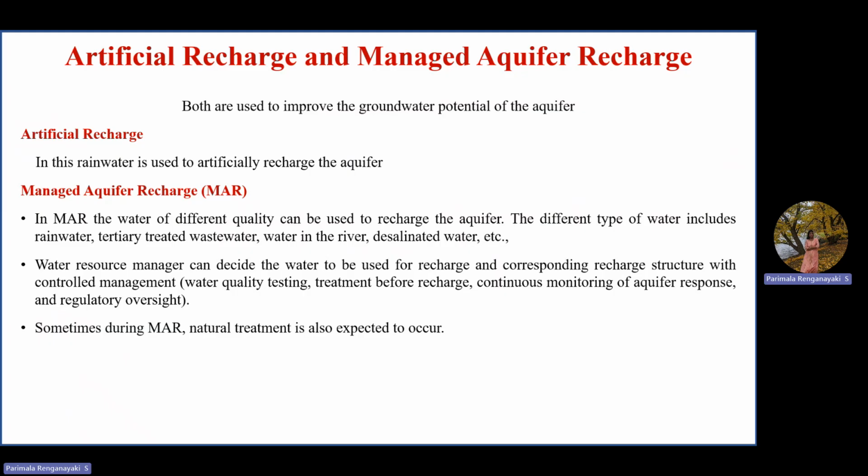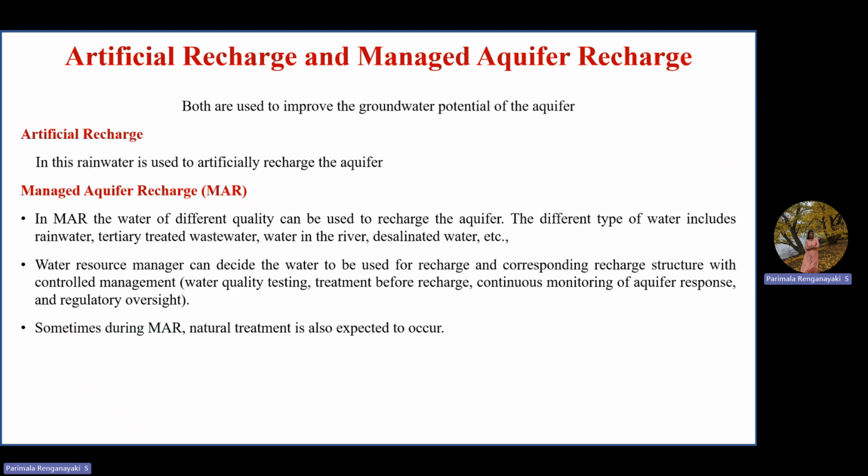Then continuous monitoring of aquifer response, because we are going to use different quality water. When it is getting recharged, how the aquifer is going to respond to that water, how the ambient water quality is getting changed. All these things should be continuously monitored when you go for managed aquifer recharge.